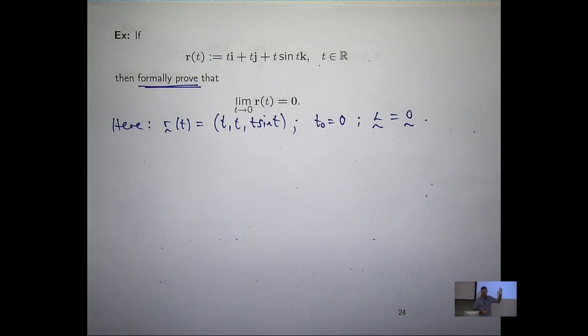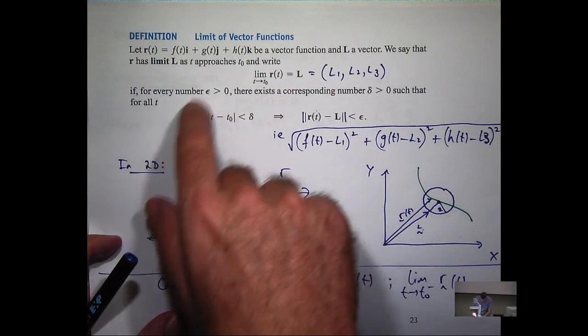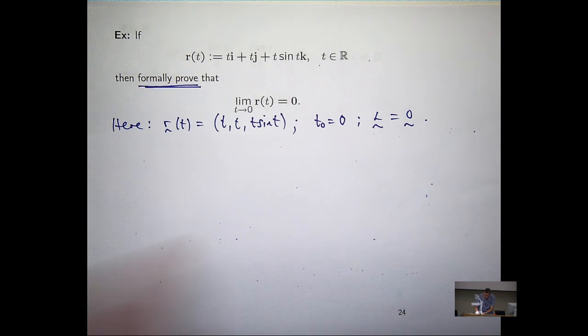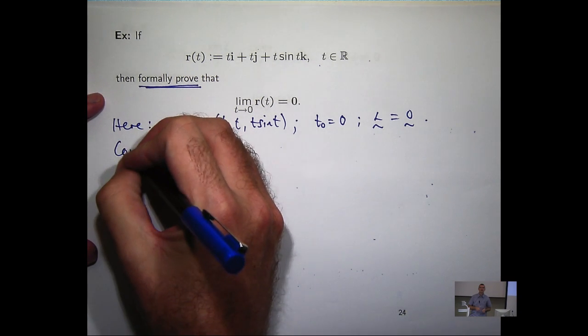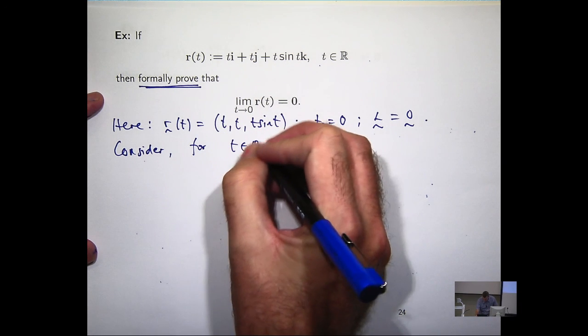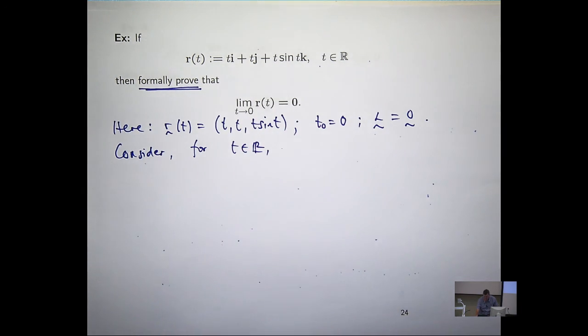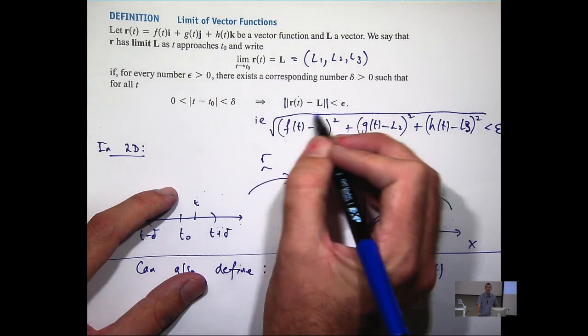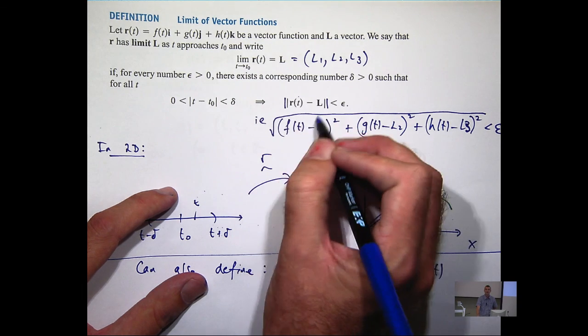Okay, so what do we need to do? Well, we essentially have to show that this is true for our particular functions and limit and point. So how do we do it? Well, let's start. I'm actually going to start working with this and then simplify as much as I can. All right?